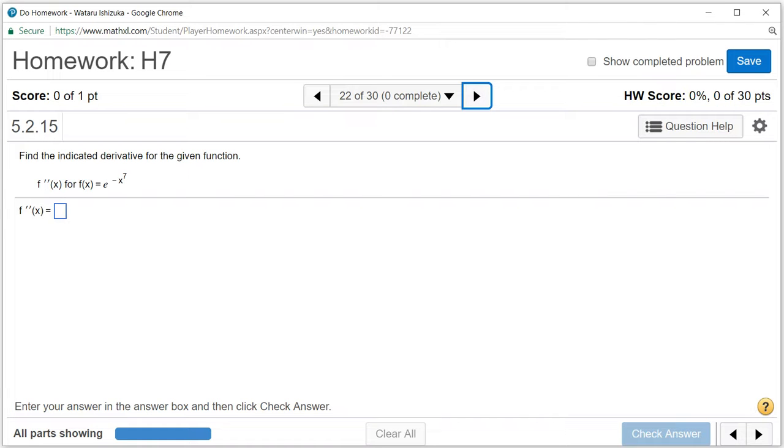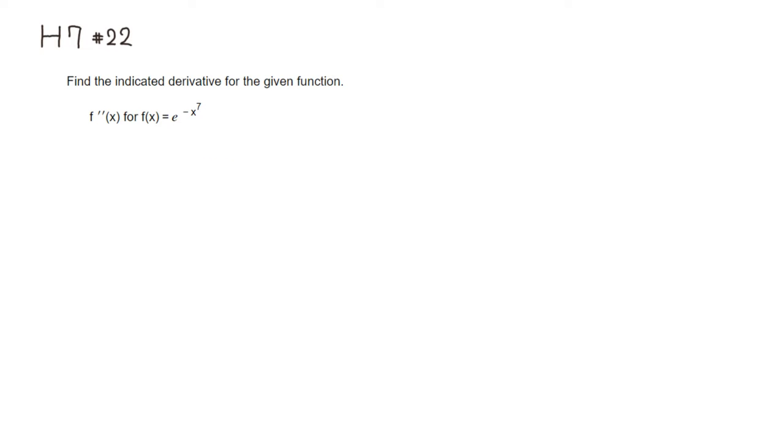Alright, let's look at homework 7, problem number 22. We want to find the second derivative of e to the negative x to the 7th power. Let's do that. Let's take the first derivative.